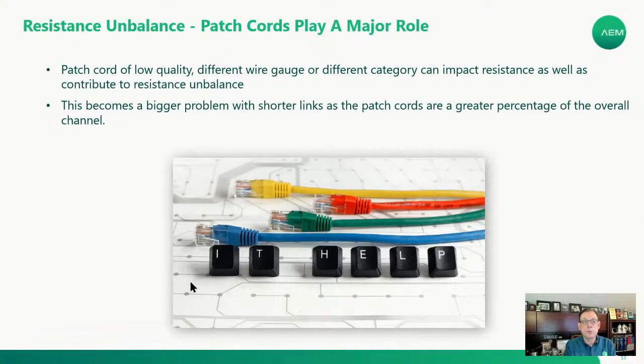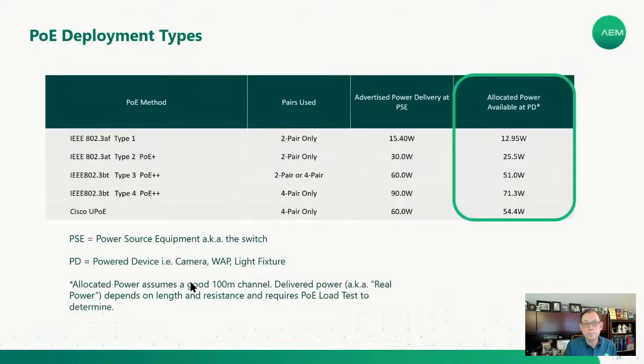Another thing to think about when it comes to resistance unbalance: patch cords play a big role in this. I've seen situations where people have replaced patch cords or equipment cords with subpar cords that were really inexpensive, but you get what you pay for. And this can become an even bigger problem on shorter lengths, because your patch cord is a bigger percentage of that overall channel. If the link is short, then your patch cords are a bigger part of it, and that resistance unbalance starts to play a bigger role and can cause you some issues with your PoE.